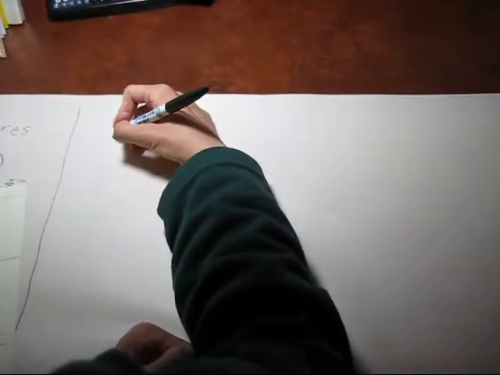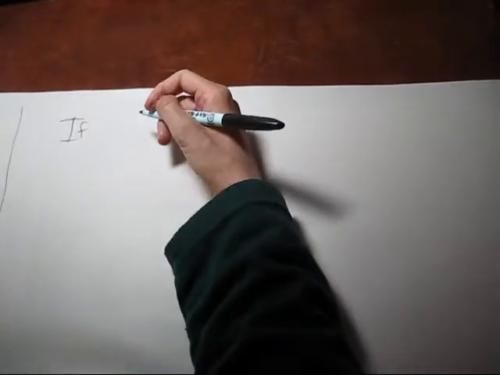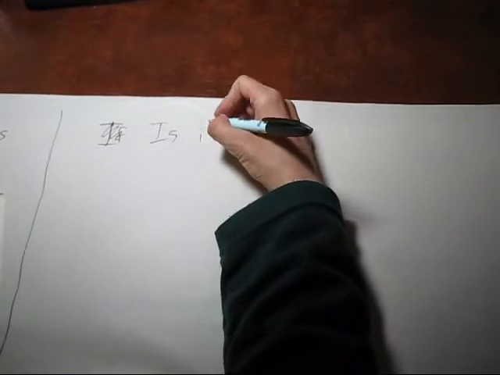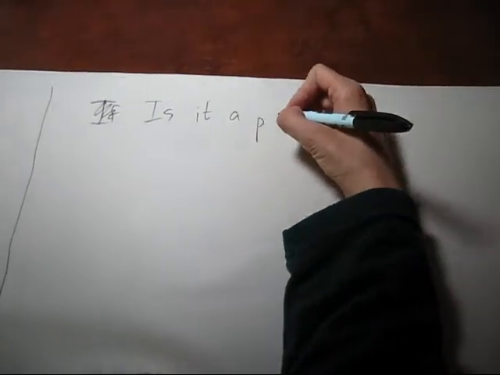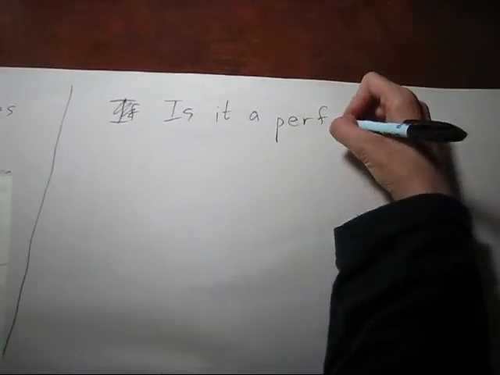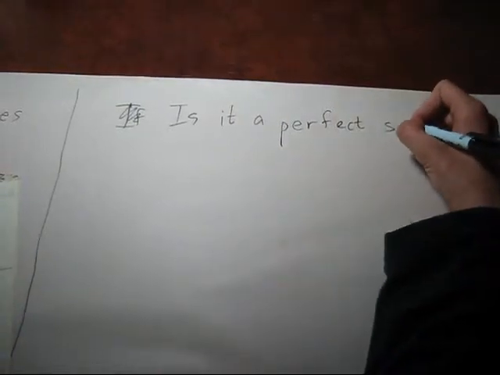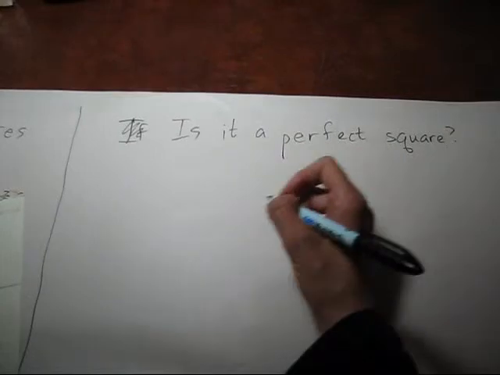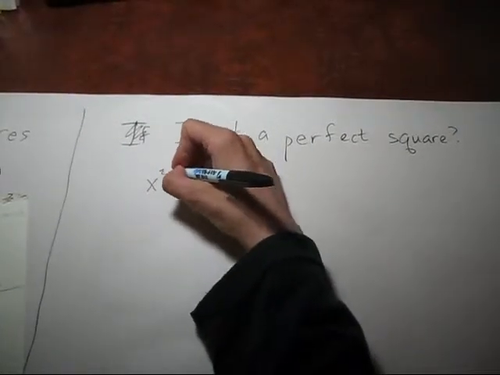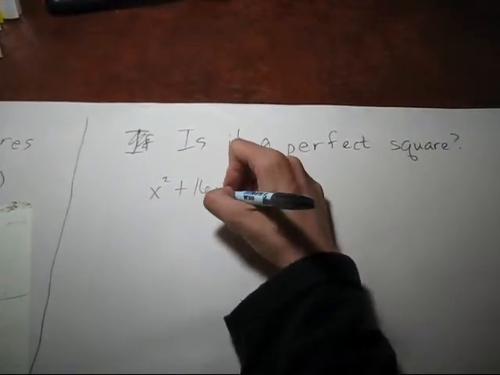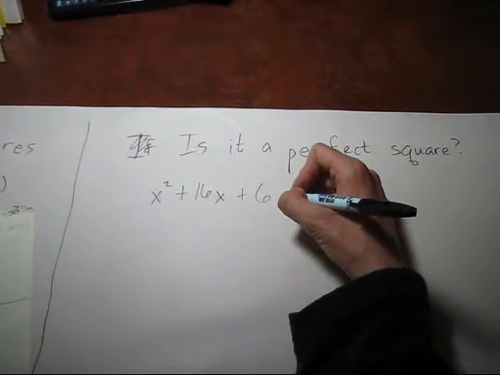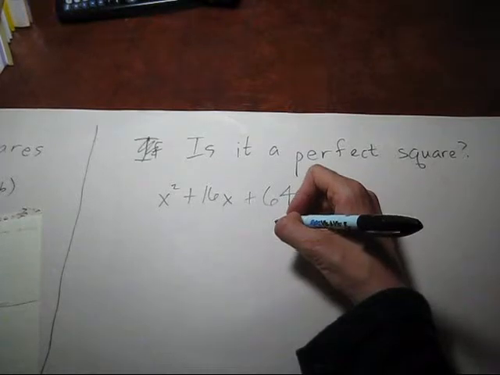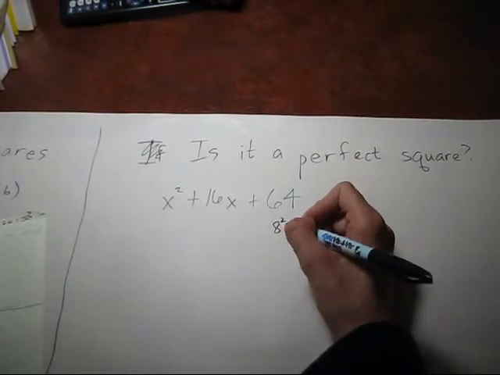On these next problems, we're going to ask ourselves, is it a perfect square? And if it is, we're going to factor it. So here's our first one, x squared plus 16x plus 64. 64 is a perfect square. In fact, it's 8 squared. So that's a clue this might be a perfect square.